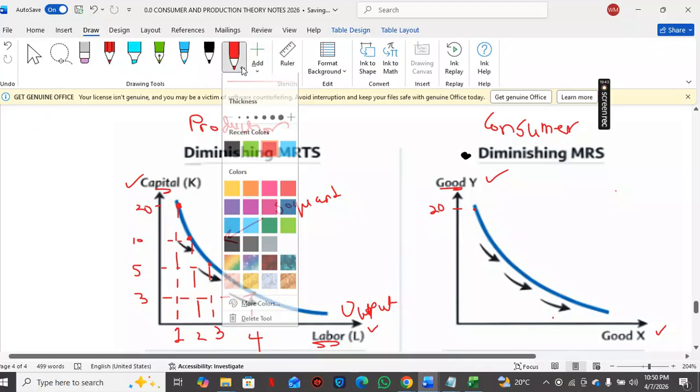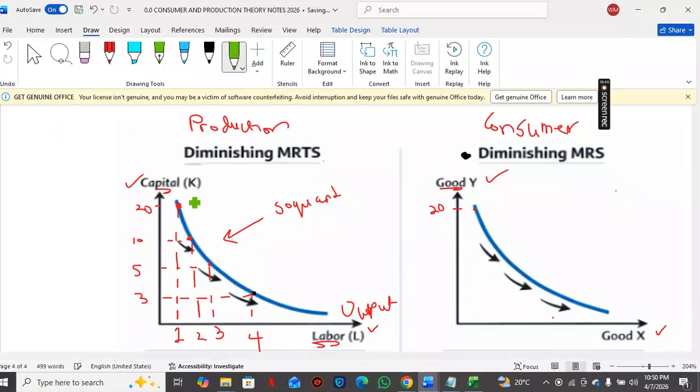If we start from point A on our graph and move from point A to point B, it means we're giving up capital. From 20 machines, we've gone down to 10 machines, meaning we gave up 10 machines in order to get 1 worker, because we're moving from 0 workers to 1 worker. If we move from point B to point C, we are now giving up 5 machines, from 10 to 5 machines. So we've given up 5 machines in order to get another worker.